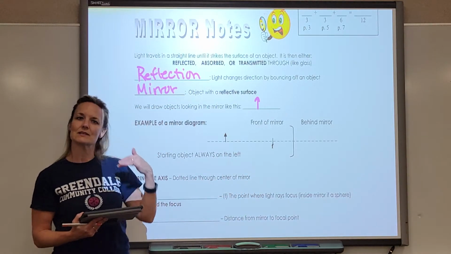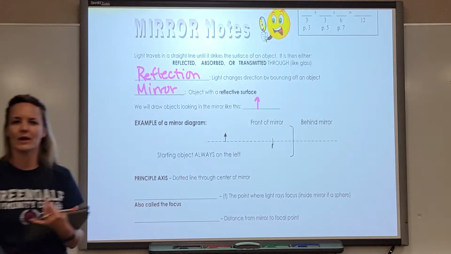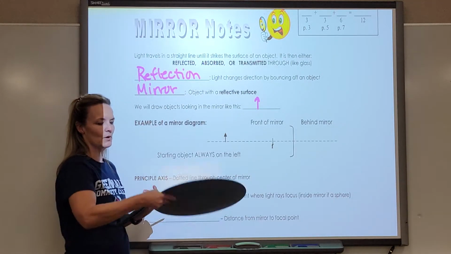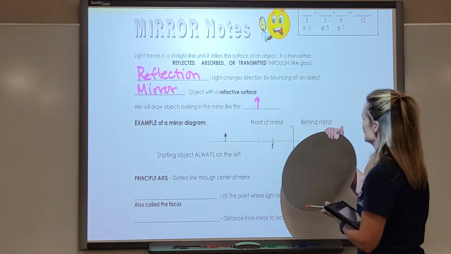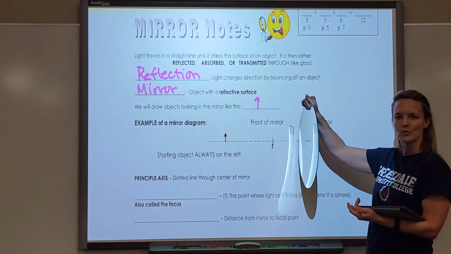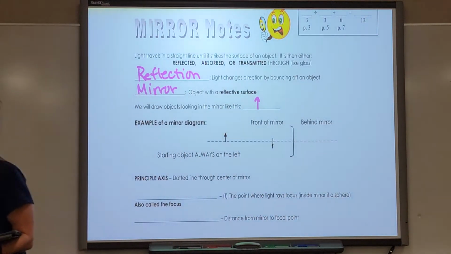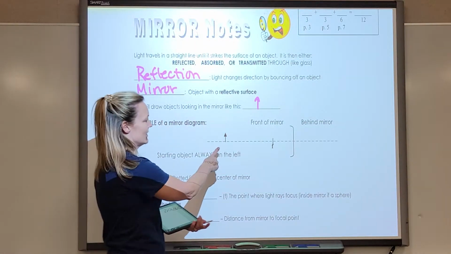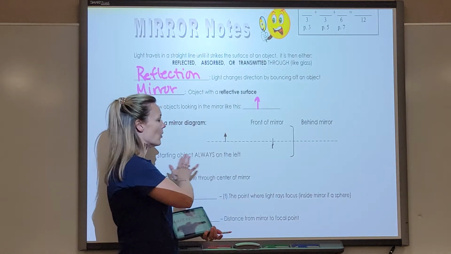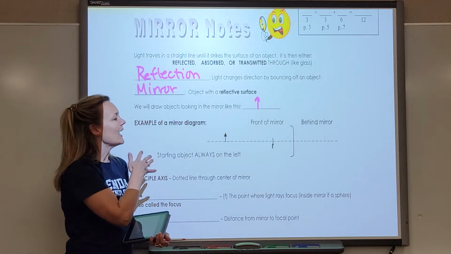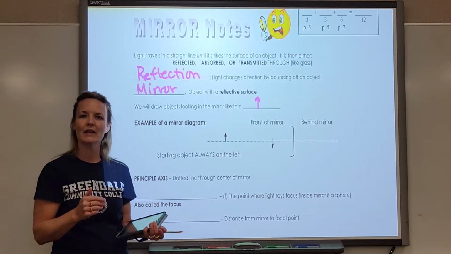One side of a mirror has the reflective surface, the other side of the mirror has nothing, kind of like this. We have one side of the mirror is an actual mirror, but the other side does not have a mirrored surface. It will always be set up so that the mirrored surface is towards the left side of your sheet. Okay, and then from there, we will draw the object looking into the mirror as an arrow, always on the left side.